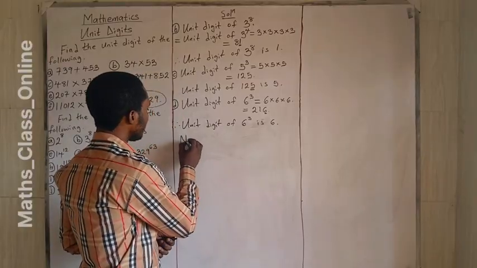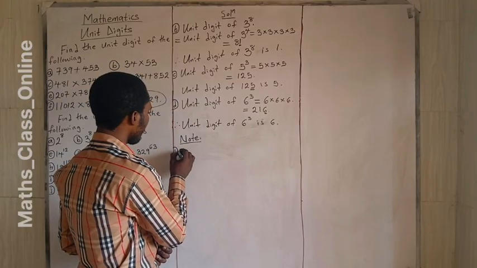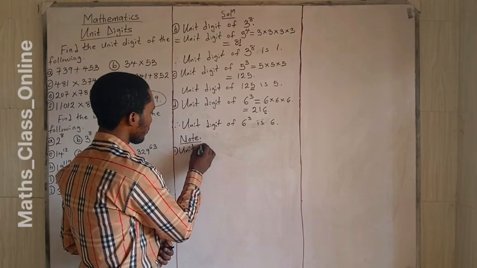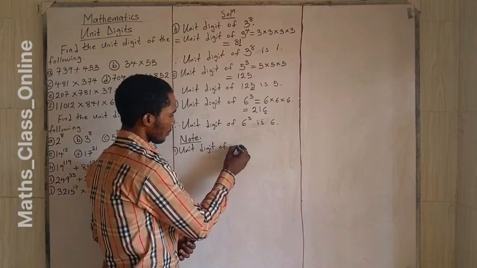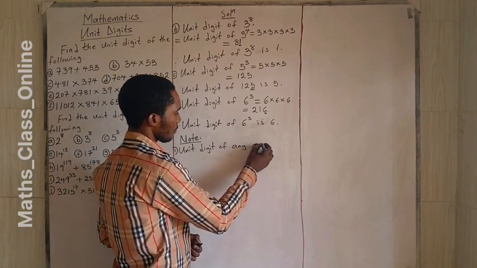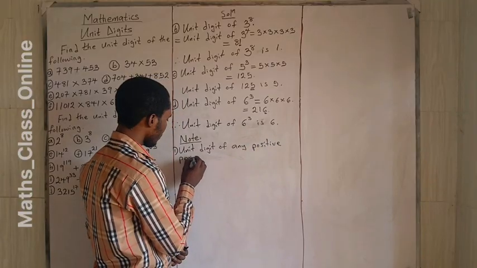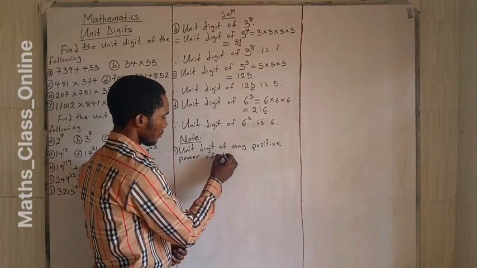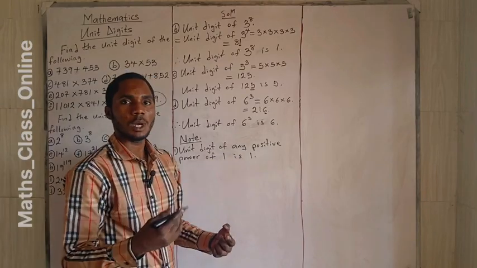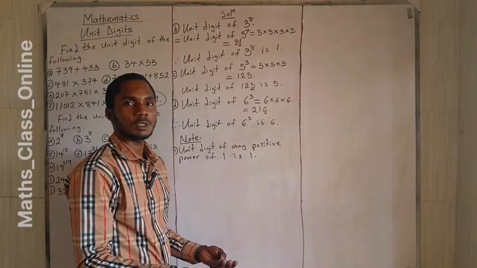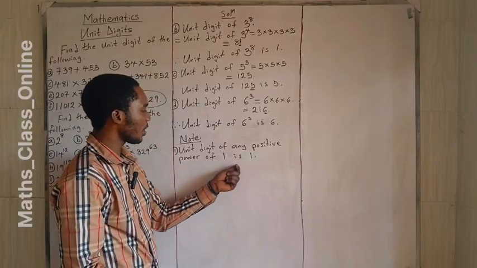Now let's take note of this. 1 raised to the power of 2, 1. 1 raised to the power of 100, 1. The unit digit of any positive power of 1 is 1.